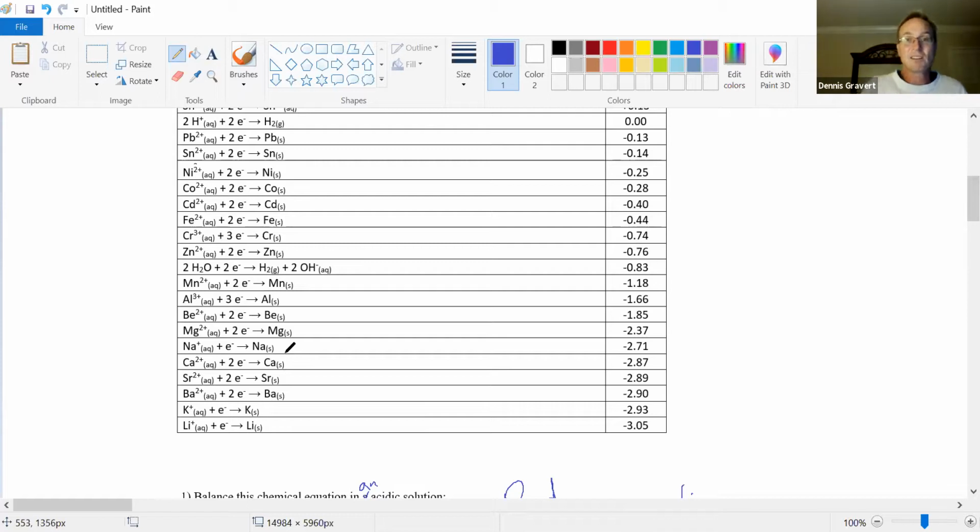Go up to here to a more familiar reaction like sodium. How often do you see sodium ions just grab an electron and turn into sodium metal? That'd be bad, right? Sprinkle some salt in your food and all of a sudden you see a little metallic stuff. Turns into sodium, which likes to ignite with water. No, that doesn't happen. So because it's negative, that's not spontaneous.